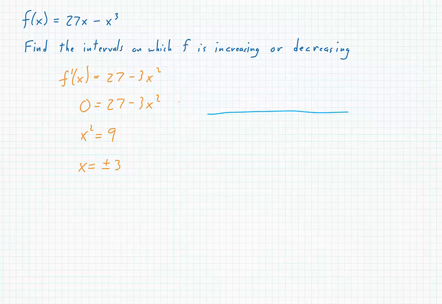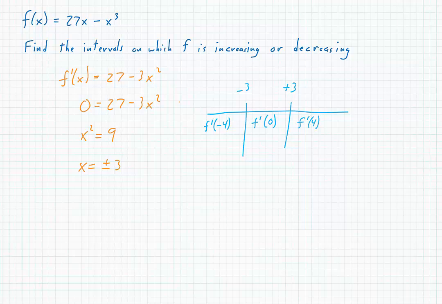This function goes to infinity in both directions, and we have a negative 3 and a plus 3 for our critical numbers here. No points that aren't in the domain of this. This is a polynomial function, so its domain is all real numbers, so this is all we have to worry about. What we need to do is test the first derivative at some test values in each of the three intervals we end up with here. And we'll try to choose the smallest and easiest ones that we can.